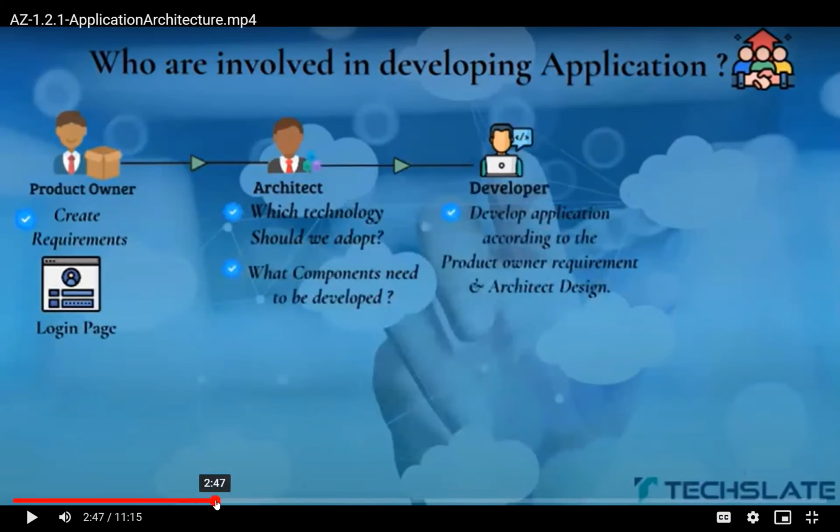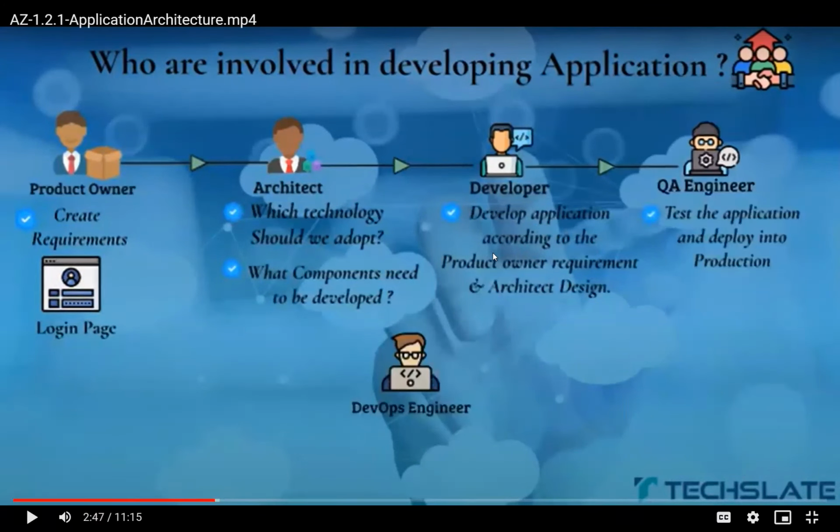And then you have the developer. The development team will write the code. They will use some programming language and develop the application. They will use different design documents that the architect designs, along with the programming language skill set these developers have, and they will build based on that. Based on the requirements only, these people will work.